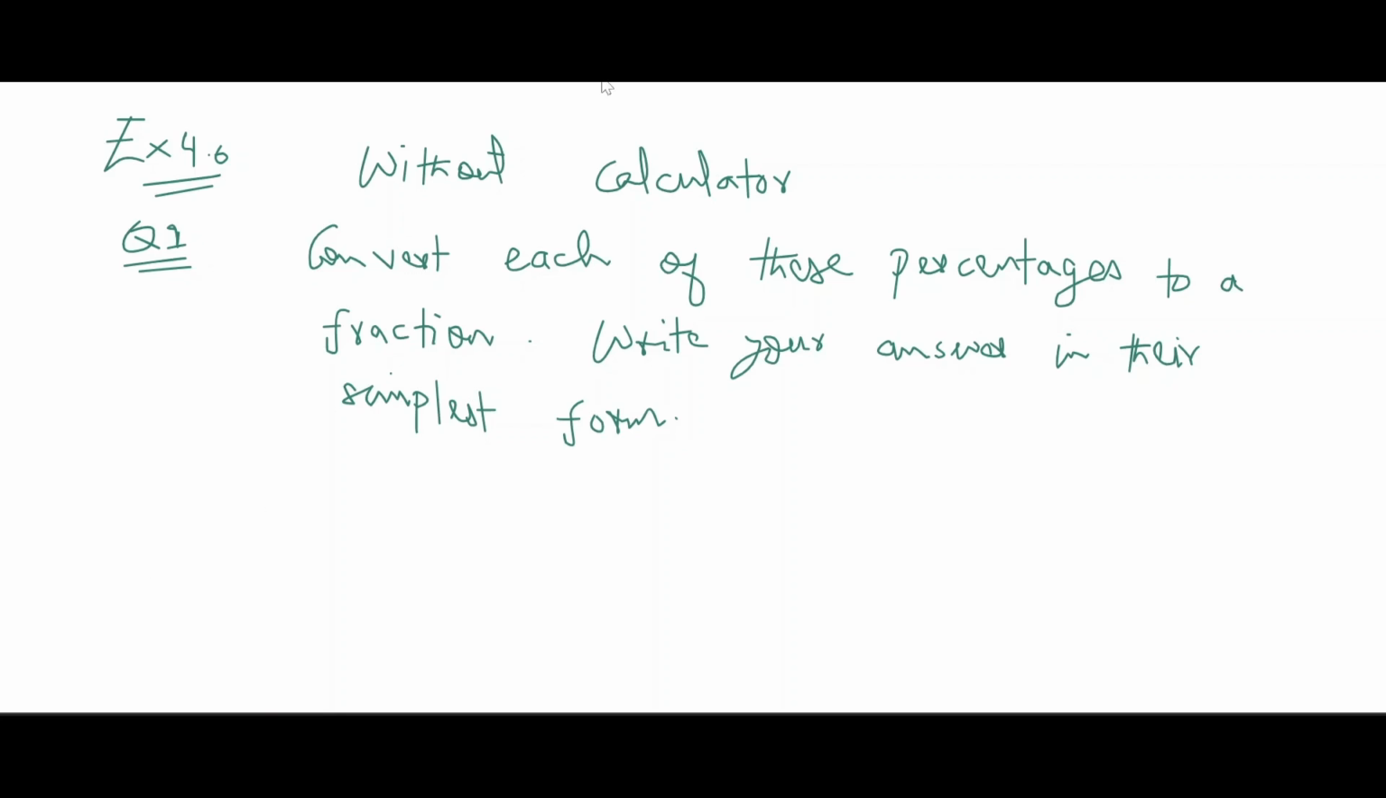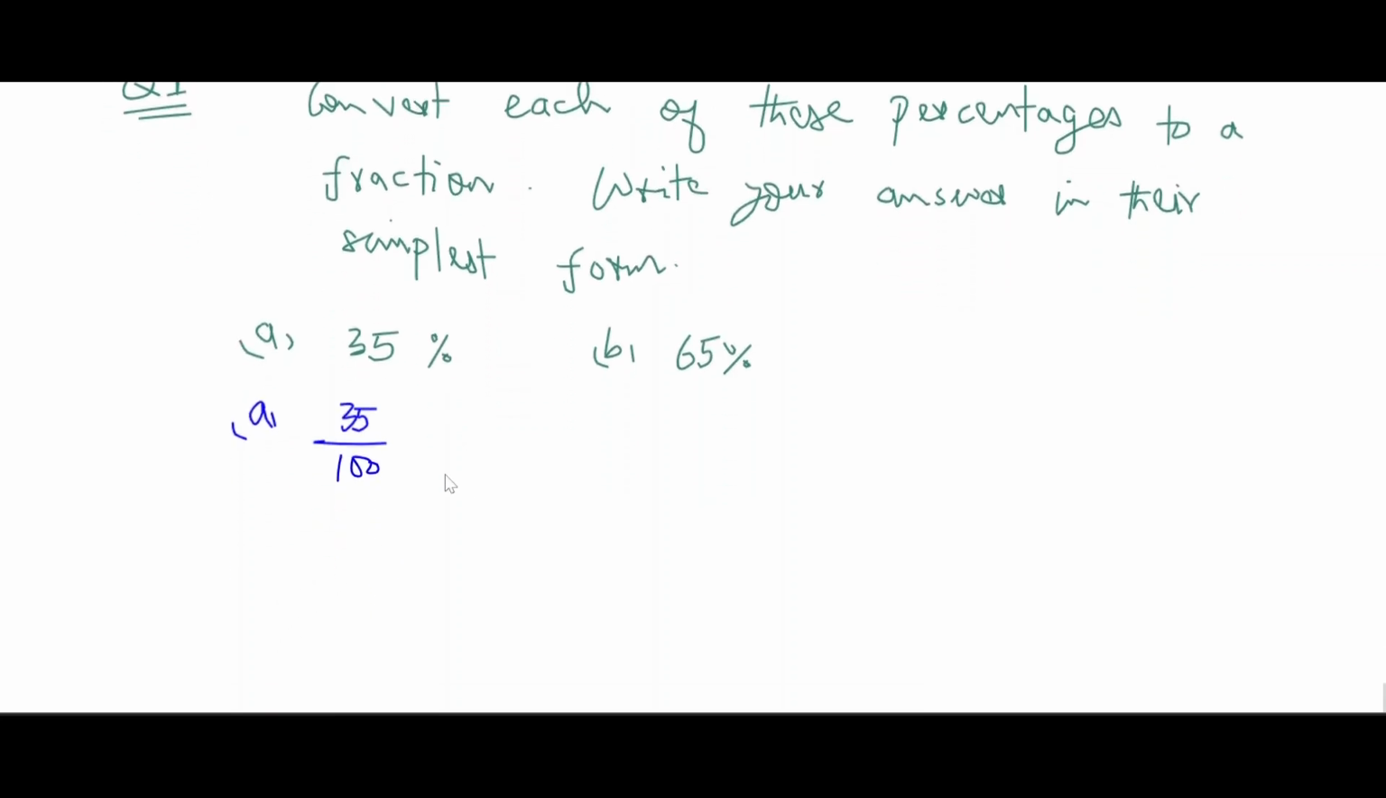So we have part A, 35%, and part B, 65%. Simple. Similarly, as in the example we have done, 35 divided by 100, when we skip the percent sign, we get divided by 100. Now we will see the HCF, highest common factor, of 35 and 100 is 5. So 35 divided by 5 and 100 divided by 5 is 7 by 20.